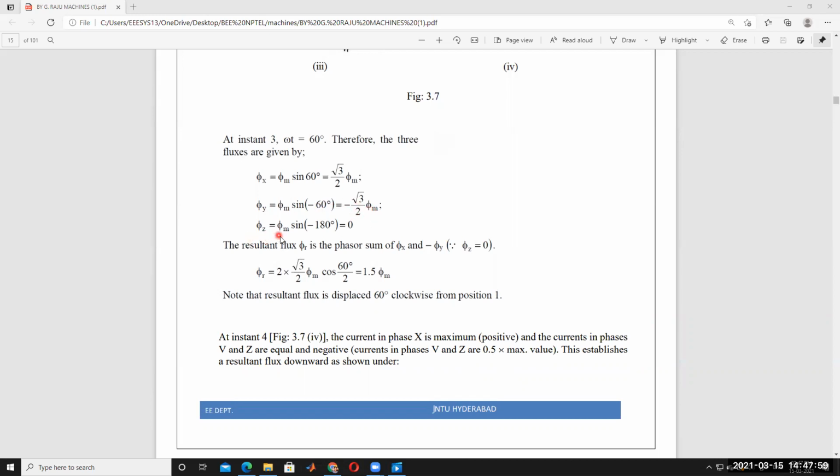And phi z is equal to phi m sin of omega t minus 240. That is 60 minus 240, which is nothing but minus 180, so it is equal to 0. These are the three different resultants we have to observe at omega t equal to 60 degrees. Understood?